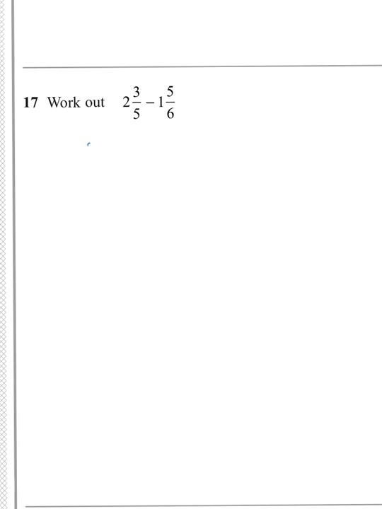We've got to work out 2 3/5 minus 1 5/6. So let's see how this one can be in terms of fifths only. Well, 2 whole ones is 10/5 and 3 more fifths here. Well, that's 13/5. And here, this is in terms of sixths, so we've got 6/6 plus 5 more, which would give us 11/6. So we can't take these fractions away from each other until the denominators match up.